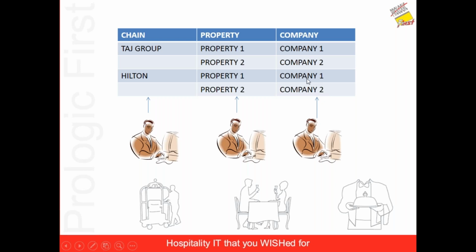The same concept is applied for company 1. If you require consolidation at the company level, company 1 is managing one property of Hilton and one property of Taj. So when company 1 generates consolidated reports, they will see the information of property 1 and property 2 across the chains. So that is the configuration that can be done in the system.